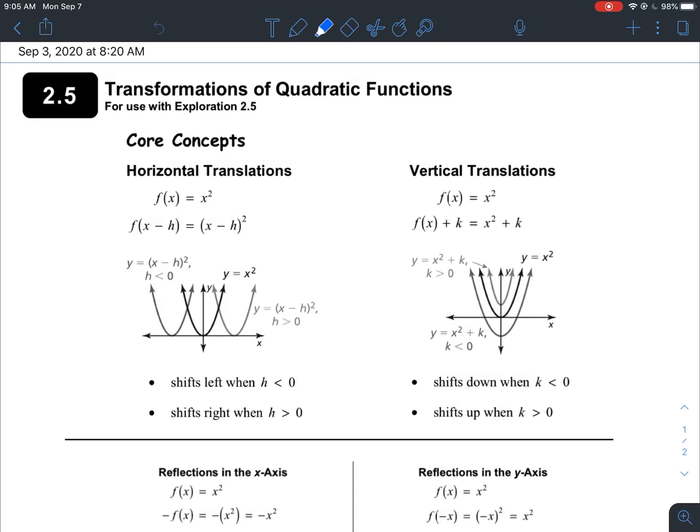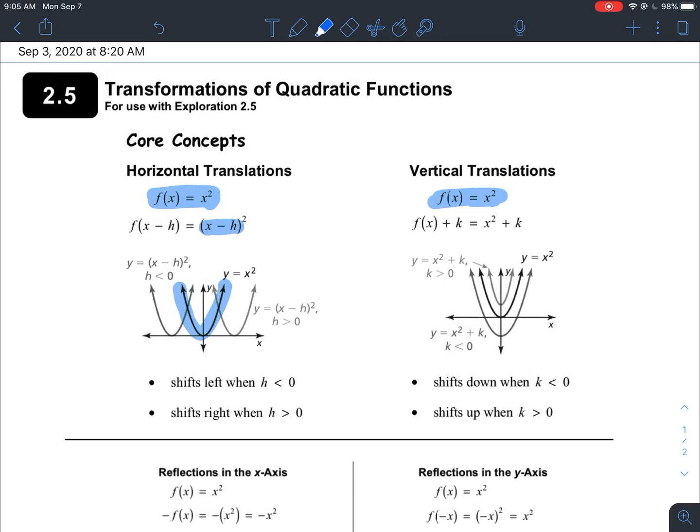Just as a reminder, this right here is the parent function of your quadratic function, okay? So right there, that's your parent function. So whenever you have a horizontal translation, it's pretty much the exact same as we were talking about before. It happens whenever you have an x minus h, but instead of just being x squared, you have in parentheses x minus h, and that is being squared.